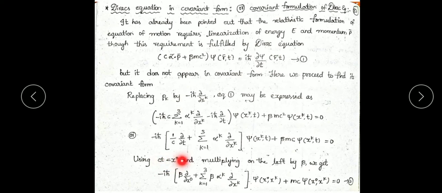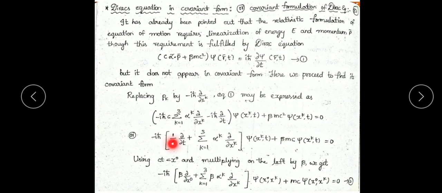If we differentiate on both sides, c is a constant, so c dt equals dx0. So c ∂t is nothing but ∂x0, it would become ∂/∂x0. This entire term would become ∂/∂x0, and α_k ∂/∂x_k would remain as usual. Next, we need to multiply on both sides with beta. If we multiply beta with beta, beta square, that is nothing but I. That is the property of Dirac's matrices. So that's why we need to multiply with beta.